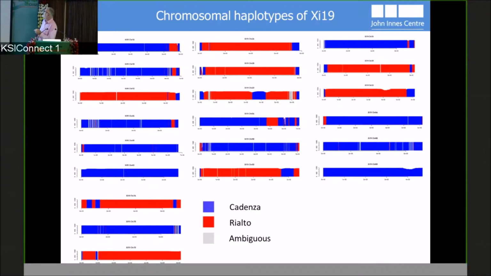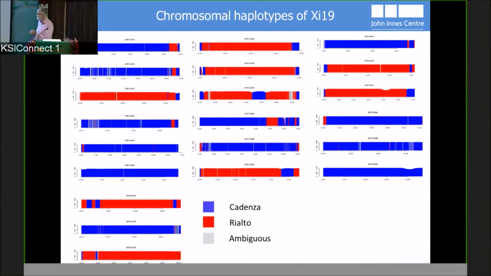So this is the chromosomal haplotypes of Xi19. It's a very simple variety. It's a cross between Cadenza and Rialto wheat, and this is the result of mapping 0.1x Illumina sequence using the NR gene as a chromosomal scaffold. So here you see group 1, group 2, group 3, group 4, group 5, group 7, etc. And here you can see the haplotypes that make up this wheat variety. In fact, some chromosomes, 6D here, almost entirely Cadenza. Some of them are almost entirely Rialto. But you can see recombination points along here.